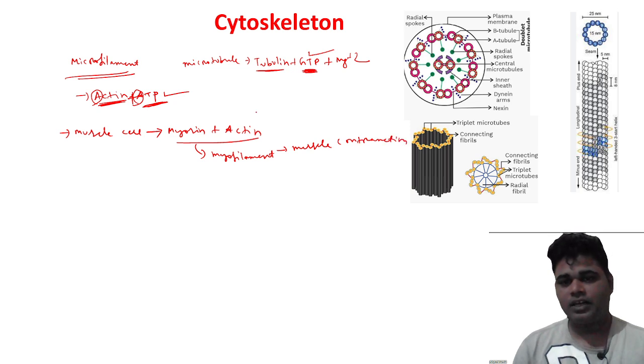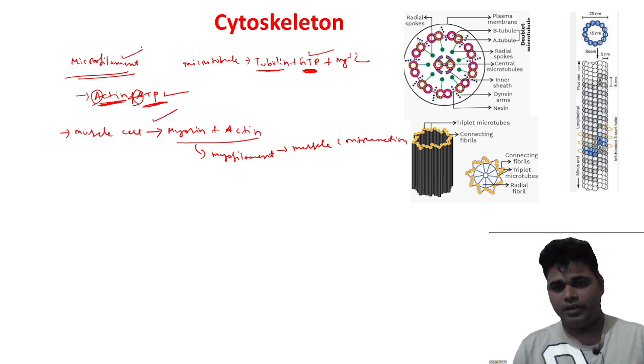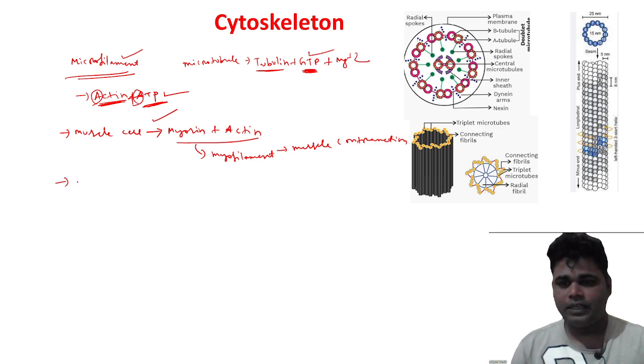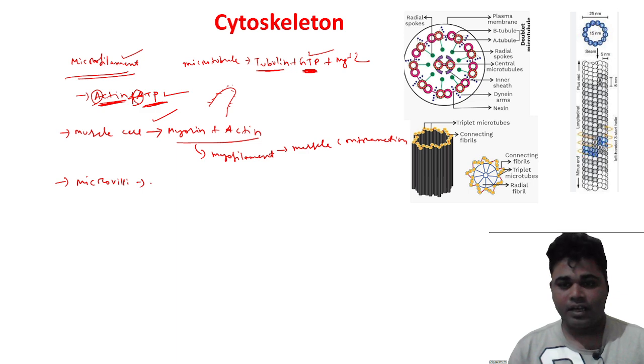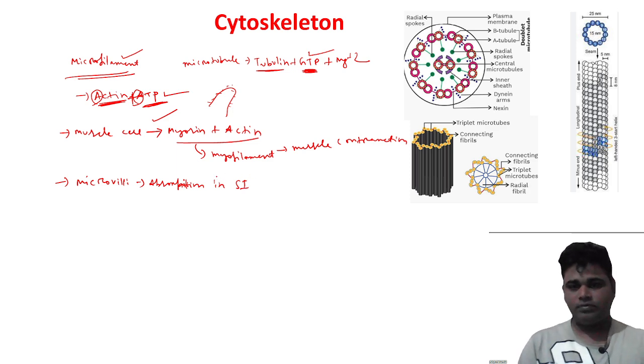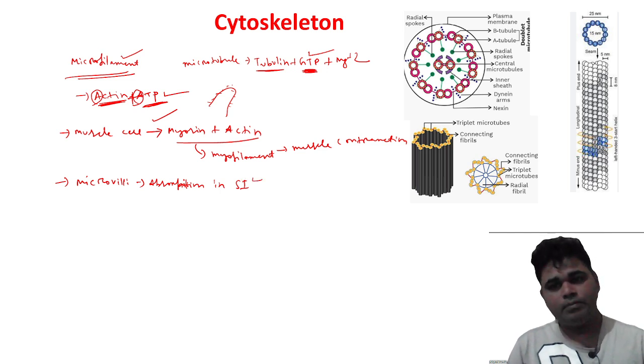So the muscle contraction is provided by the microfilament, and along with that it is also present in the microvilli. The microvilli, that means in the small intestine a folded part is present, and that is called the microvilli, and it helps in the active absorption of the food in the small intestine. So it is also provided by the microfilament.